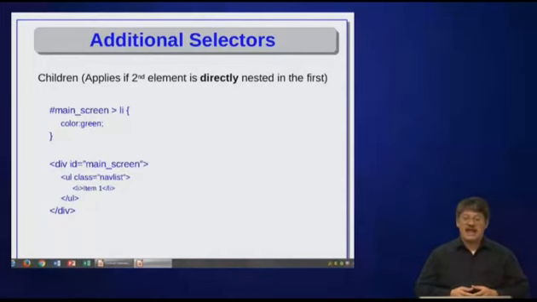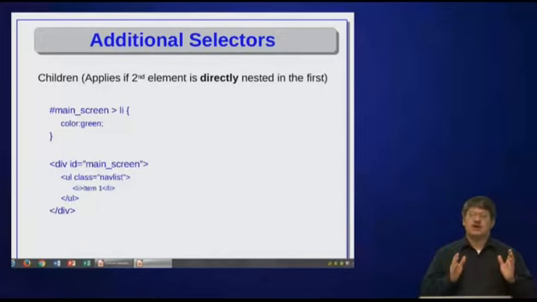So here I have a rule that says hash main screen greater than li. And what that will match is an li element. Remember, li is a tag that gives you a list item, but only if it is the child of an element with ID set to main screen.